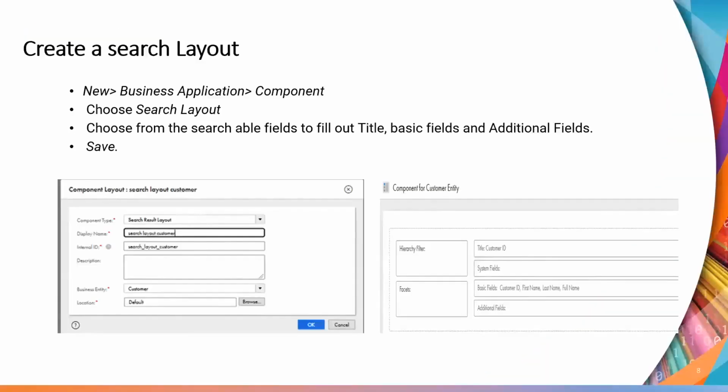Now let's see how to create search layouts. When a user performs a search operation on the Customer 360 UI, search results are displayed with certain attributes on the page layout. You can configure search result layout component for business entities and assign them to the user roles defined in your business application.